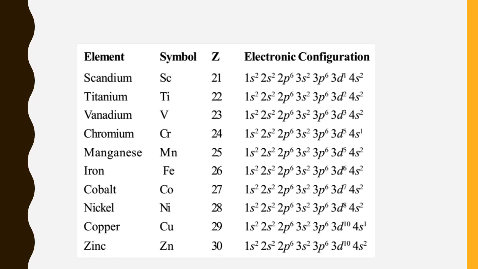So in the fourth period elements, chromium is stable, copper is stable, manganese and zinc are stable, because these have half-filled and completely filled electronic configurations.